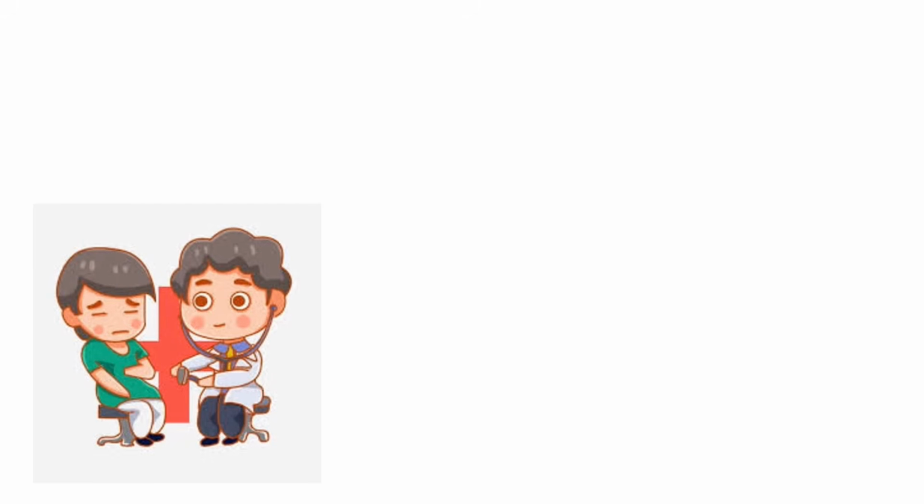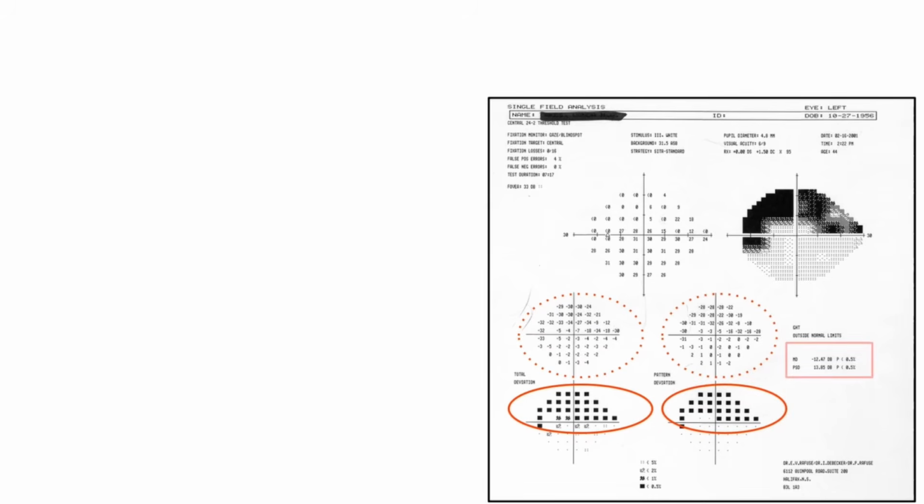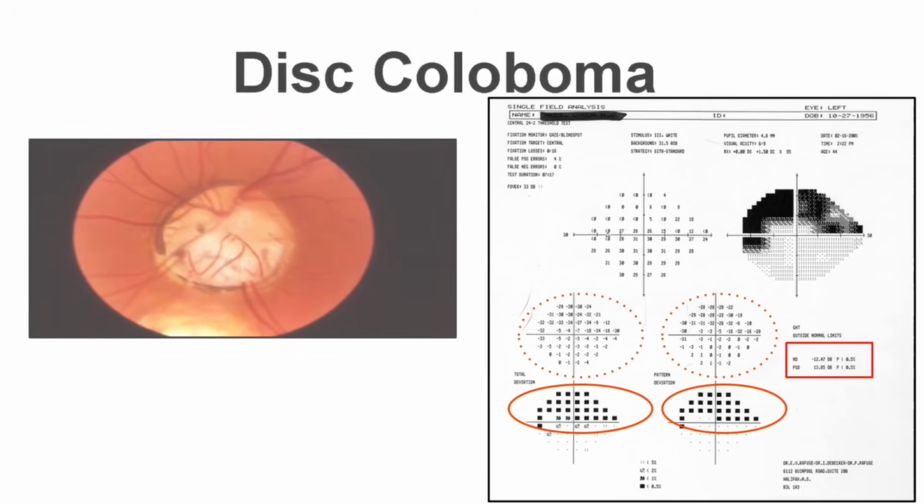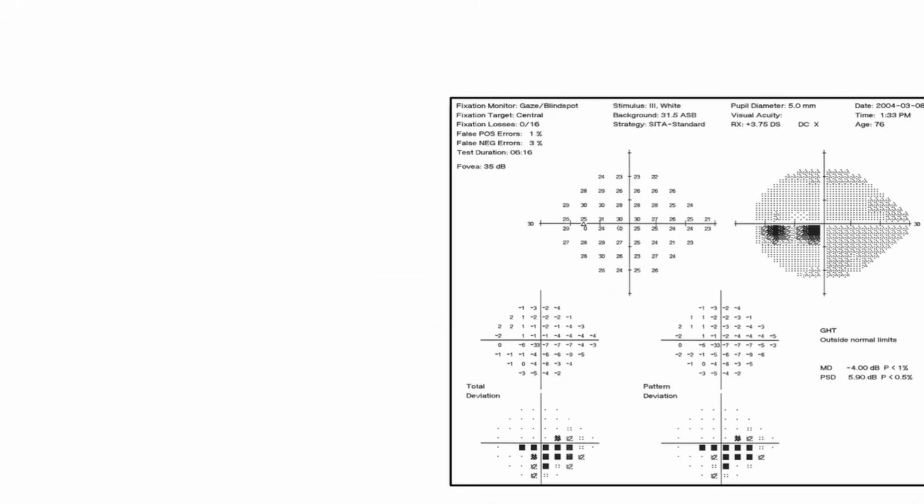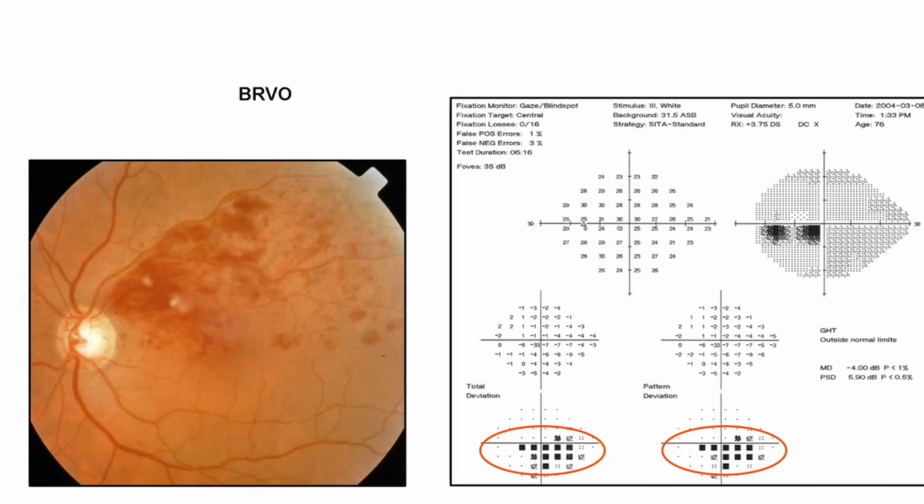When we interpret the visual fields, we should always correlate clinically. For example, in this field, there is a superior arcuate defect on PDPP and TDPP both, and even the indices are suggestive. But when you do the disc examination, there is a disc coloboma present inferiorly. Similarly, here also we can see an inferior defect in the TDPP, also in the PDPP. Again, the glaucoma hemifield test is outside normal, and it comes out to be a case of superior temporal BRVO.